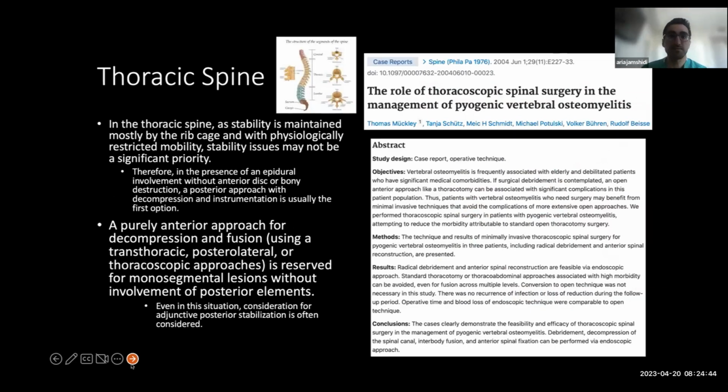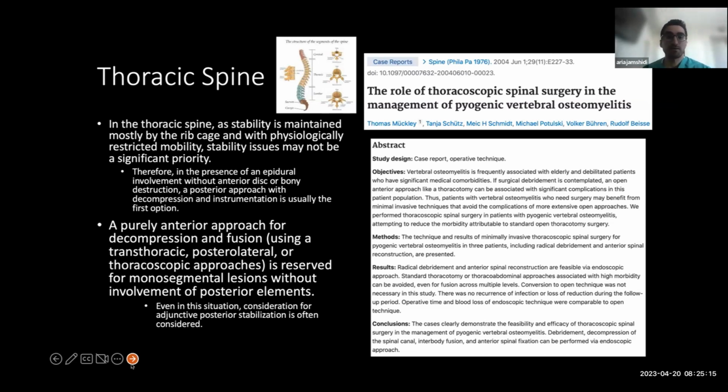In the thoracic spine, as we all know, stability is maintained mostly by the rib cage, and physiologically that obviously restricts mobility, and stability issues typically aren't a significant priority here. So therefore, in the thoracic spine, with the presence of an epidural abscess and bony involvement, if there isn't severe kyphosis, I think a posterior approach with decompression and instrumentation is usually the first option.